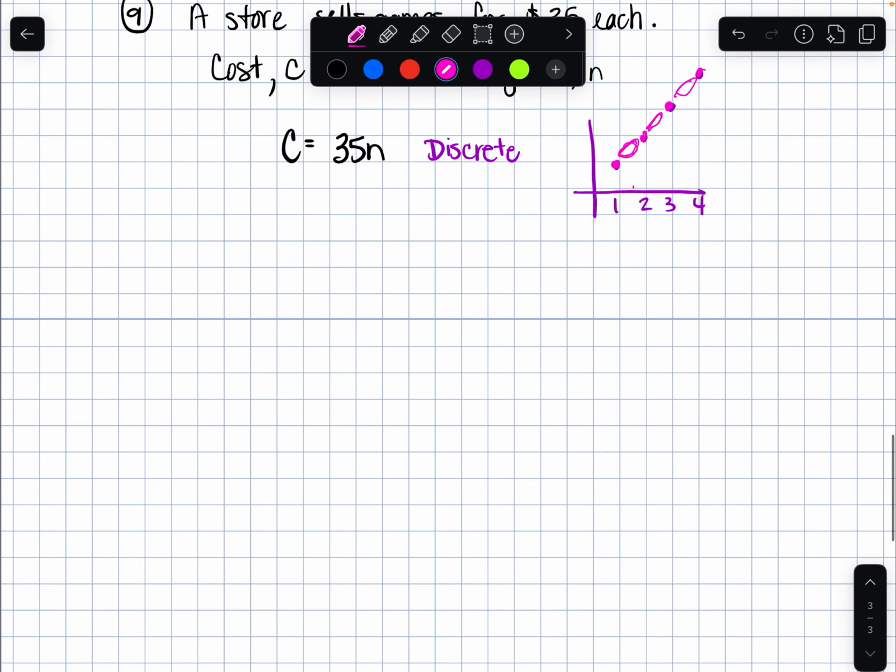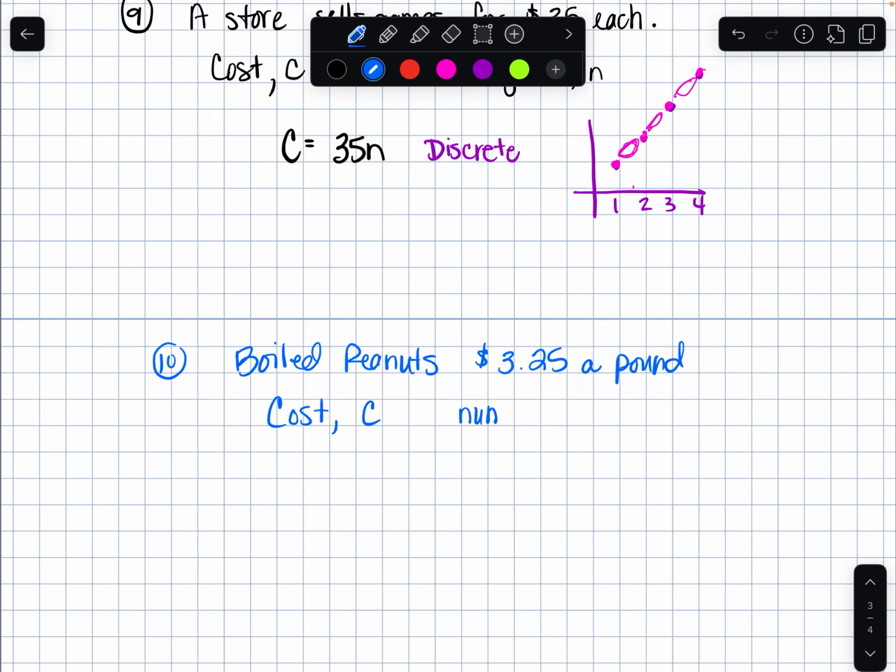Whereas number 10, somebody was selling boiled peanuts. Right, and the boiled peanuts were for sale for $3.25 a pound. And again, they want us to write a function for that, again using cost C, and then number of pounds. They want me to use P on this one, I believe. But it's the same concept, right? I know that it's price per pound, so the function's really easy. It's just going to be $3.25 times the number of pounds.